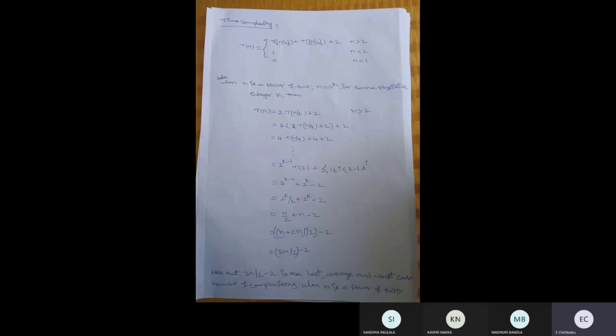When n is a power of 2, n equal to 2^k for some positive integer k. Next, T(n) equal to 2T(n/2) plus 2. Divide the problem into two subproblems: 2 times 2T(n/4) plus 2 plus 2. Next, 4T(n/4) plus 4 plus 2, and so on.